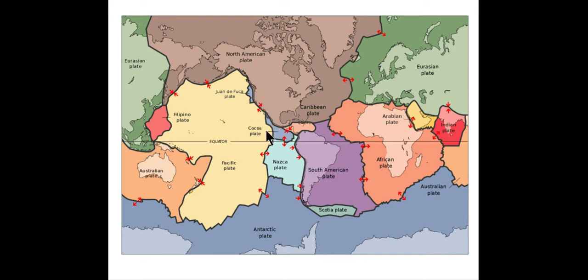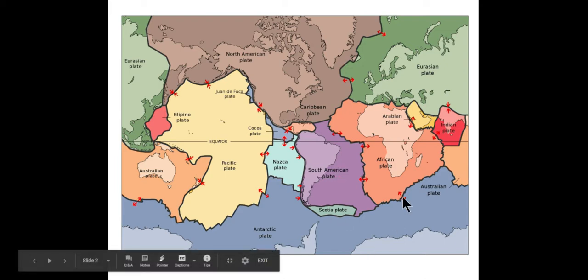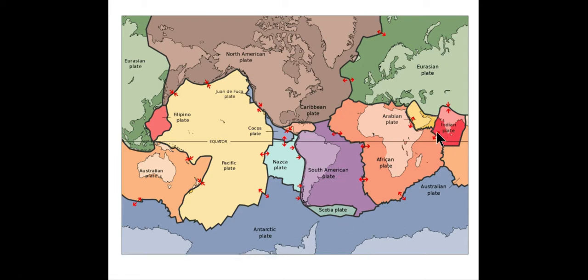It's called a transform boundary. We'll get to that in a second. So there will be some effects there. Right here, the Indian plate is pushing to the north. The Eurasian plate is pushing to the south. So again, there's going to be some consequences because these two plates are colliding into each other.